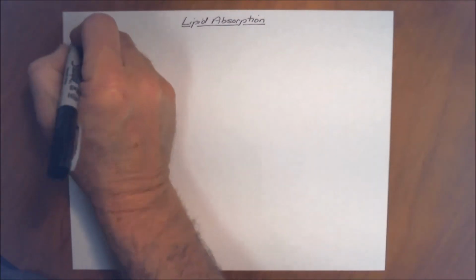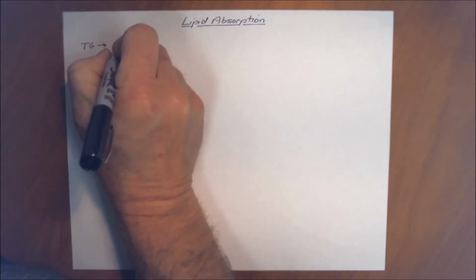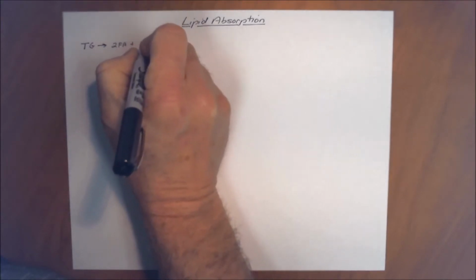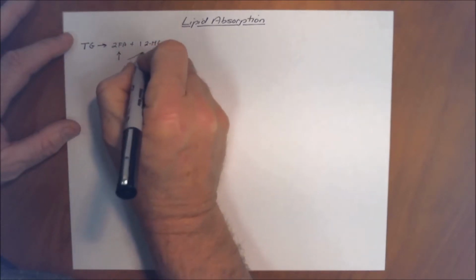Lipid absorption is a bit of a chemistry problem. So we have to look at the transporter activity and how these transporters actually work in order to transport and effectively absorb lipids from the lumen. So we have our triglycerides digested into our 2 fatty acids plus 1,2-monoglyceride by lipase activity.